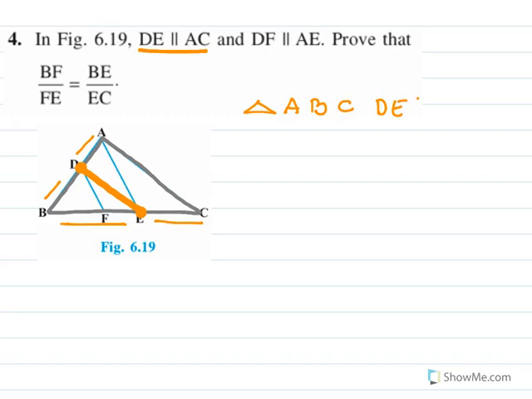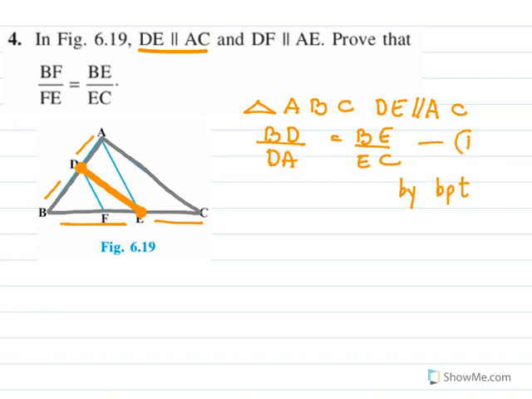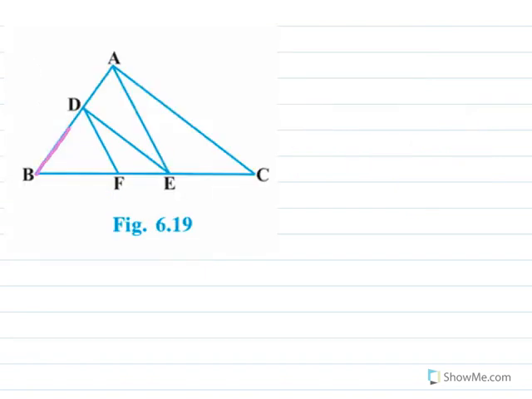It was given to us DE is parallel to AC. Therefore, we'll write BD over DA equals BE over EC by BPT. We write this as equation 1. Now we'll take up this triangle.